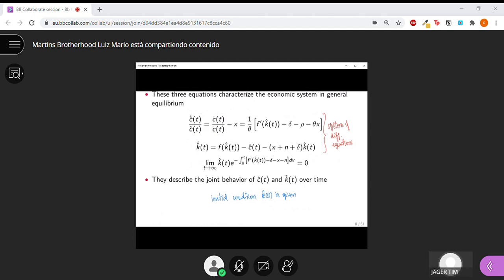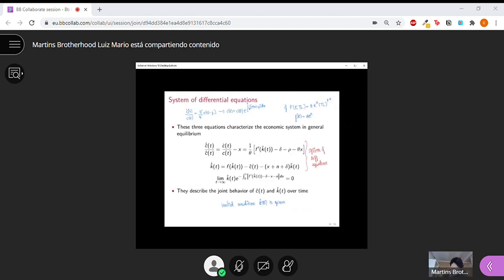Sorry, can you say again why the exponent is positive?